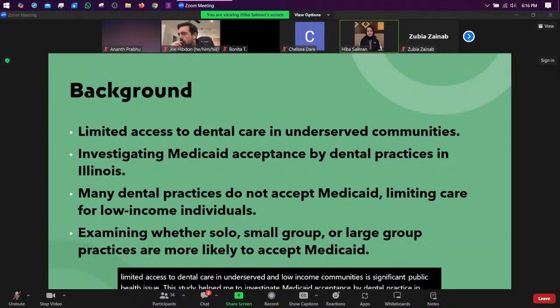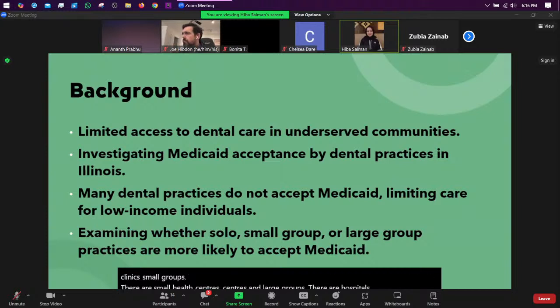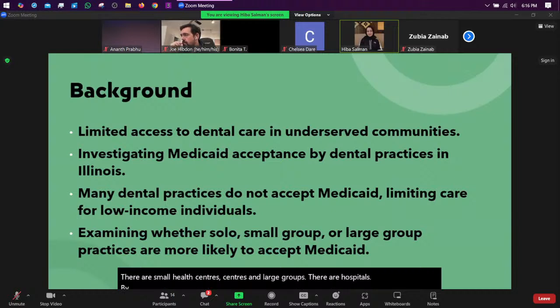This study has allowed me to explore more on the types of dental practices, like solo practices that are clinics, small groups that are small health centers, and large groups that are hospitals. By understanding these patterns, we can identify opportunities to improve access to Medicaid dental care in underserved communities.